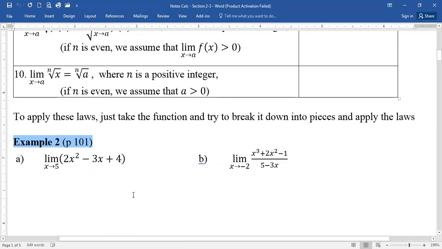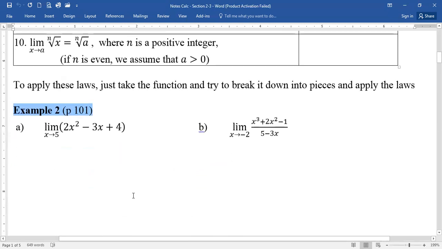Okay, so to apply these laws, we just have to take the function and try to break it down into pieces that we can apply the laws to. So that's the idea behind this. Let's just look at this first one. We have the limit as x approaches 5 of 2x squared minus 3x plus 4.